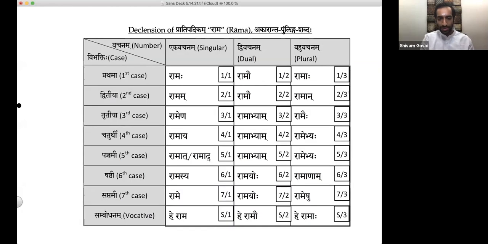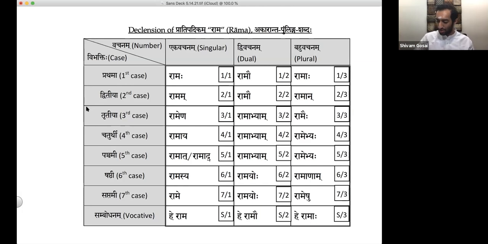Now let's look at seventh case. So seventh case: Rame, Ramayoho, Rameshu. So you notice that 6-2 and 7-2 are the same. I'll take questions in a moment, I'll just finish this part here. 6-2 and 7-2 are the same. So that's good to know, right? So we don't need to learn those again. But 7-1 and 7-3.